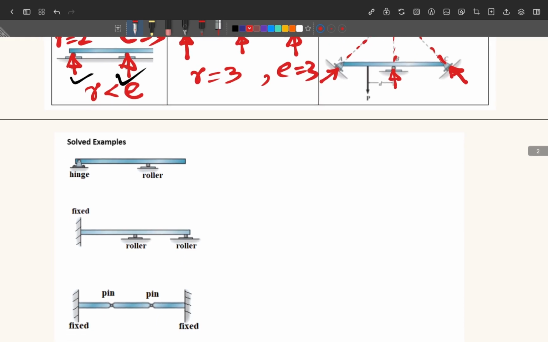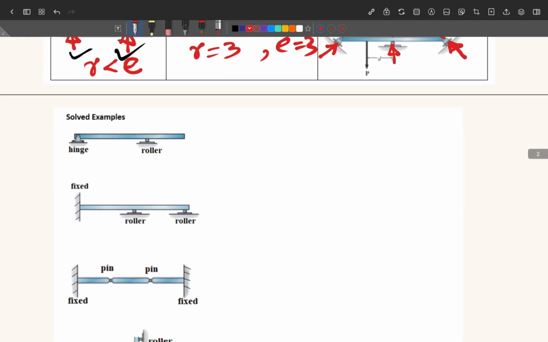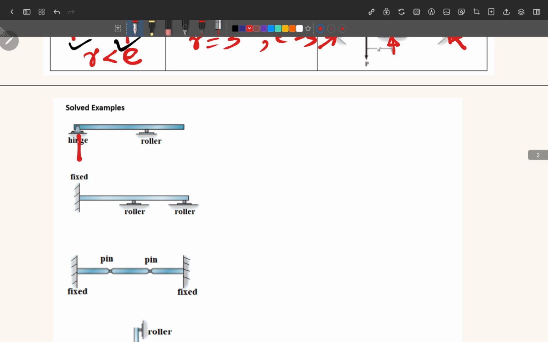If you see here in the first example, you will find that the structure is resting on a hinge here. This is a hinge support. This is giving you two reactions. Roller will give you one reaction. So there are three reactions. So we can say that R is equal to 3.